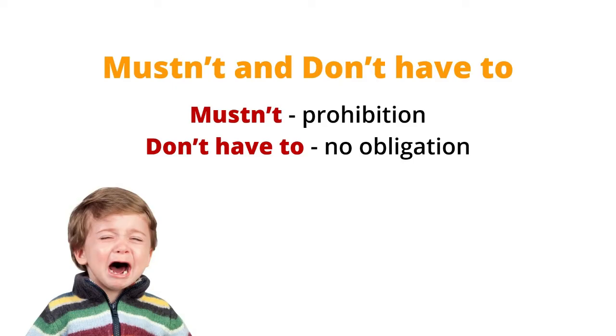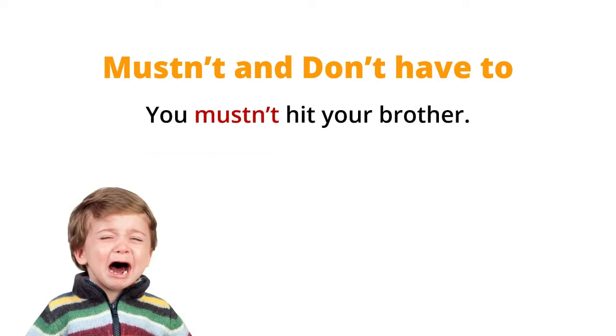Now let me put these in some sentences. You mustn't hit your brother. Okay, this is the mother talking to a child. You mustn't hit your brother. It is a bad thing to do. It is one of the rules of the house. You do not hit your brother. So you mustn't. It is prohibited to hit your brother.